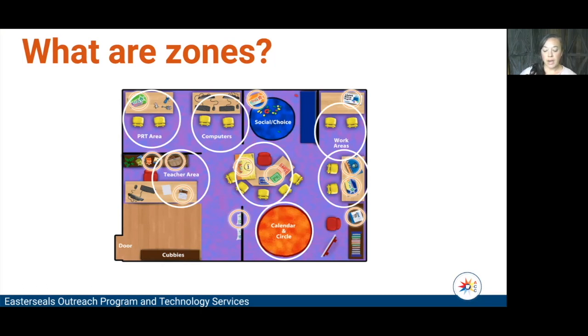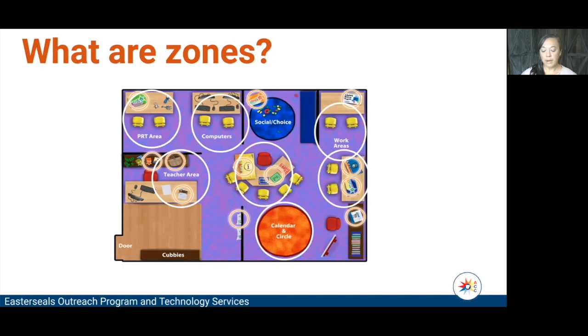On the far right top corner, you can see some work areas. Maybe that's an independent station, or maybe that's where a staff works one-on-one with a student. And there are a couple of work areas there that maybe are multi-purpose work areas. They look like they would make great independent workstations for students.